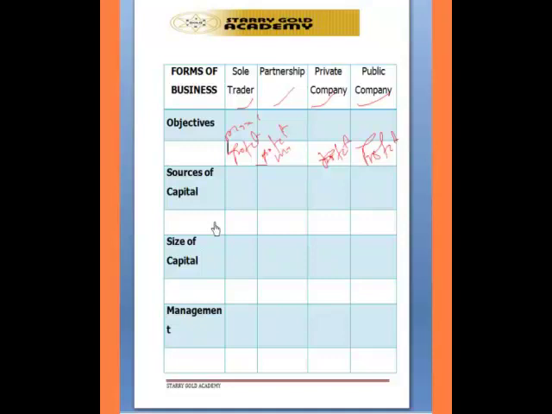So for a sole trader, the major source of capital is personal savings. Please pick up your pen and keep note of this. Personal savings. Then for a partnership, partners' contribution is the major source of their capital. For the private company, it will be sales of shares.